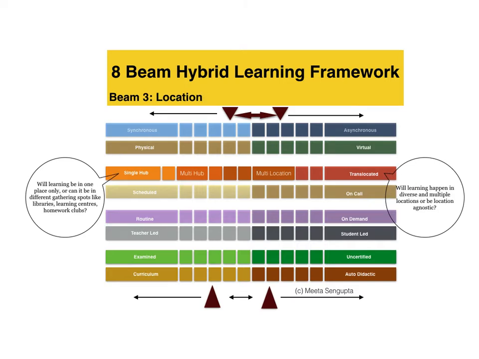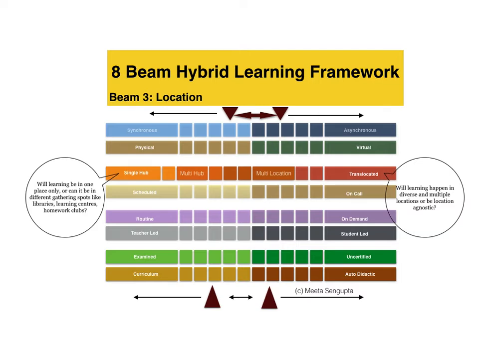The third beam is about location. Will it be a single hub location? Will learning be in one place only, or can it be in different gathering spots like libraries, learning centers, homework clubs? That's the multi hub approach. Or will it be multi location? Will you have one student in Hong Kong and another student in Singapore and another student in Johannesburg? You could have your teachers sitting in San Francisco, and that's very much part of the hybrid learning environment.